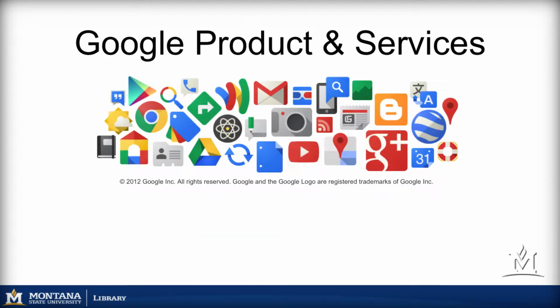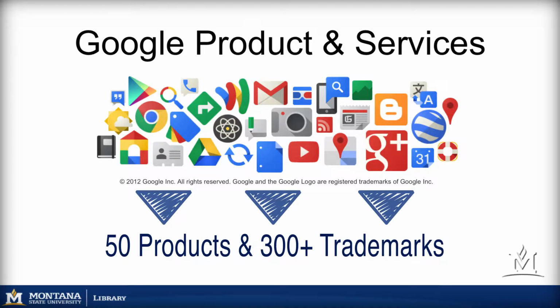The first thing to understand is that Google is a complex set of almost 50 products and over 300 registered trademarks. All are designed to make a profit, even though many are cost-free. Some of the Google services include valuable tools that can help library administrators make informed decisions about resource allocations and demonstrate the value of library services.